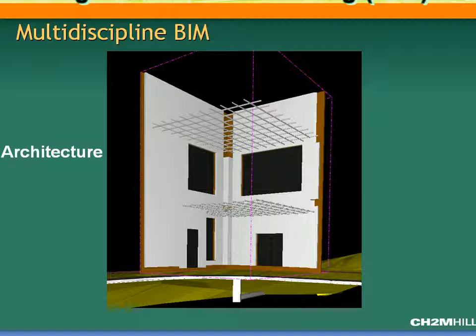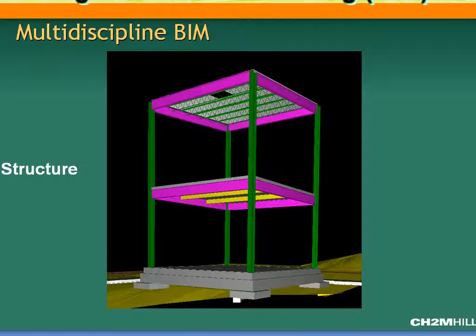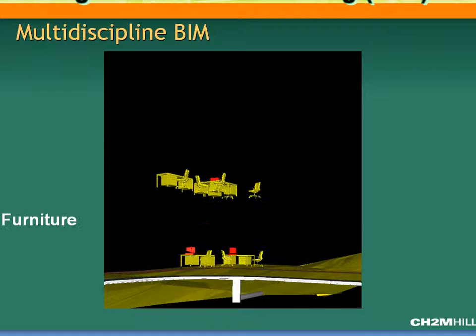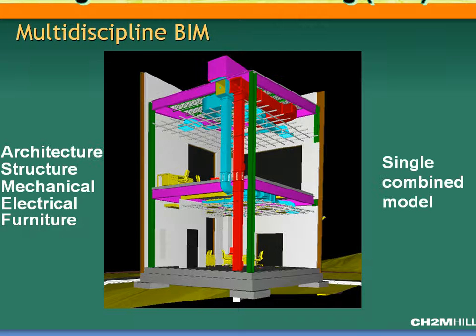So the idea here is all disciplines are working simultaneously within the same virtual space, building and designing on top of each other. Now, how simultaneous it is depends on the tools you're using and your degree of connectivity, but the concept is you have multiple disciplines. Here we're showing architectural, structural, mechanical, electrical, and furniture. All of these disciplines own their content, but they're all working together in the same space.